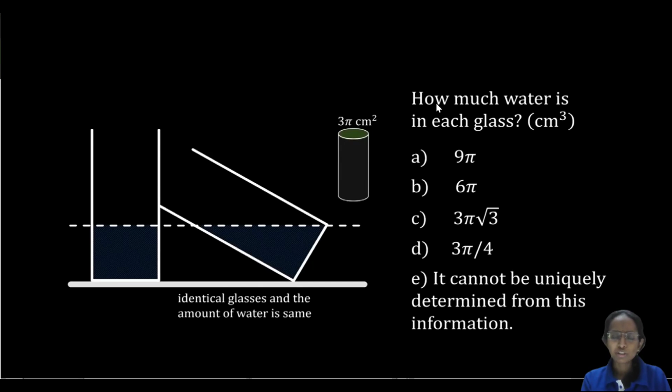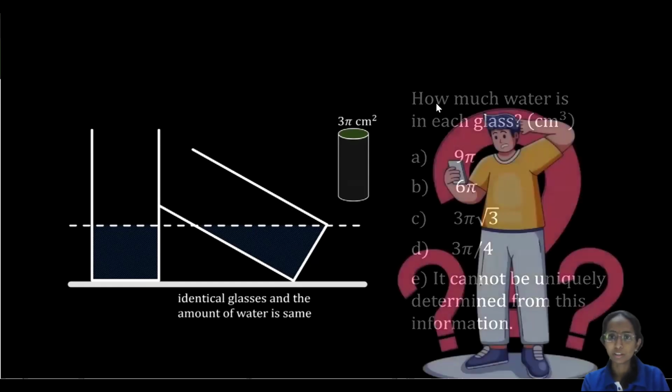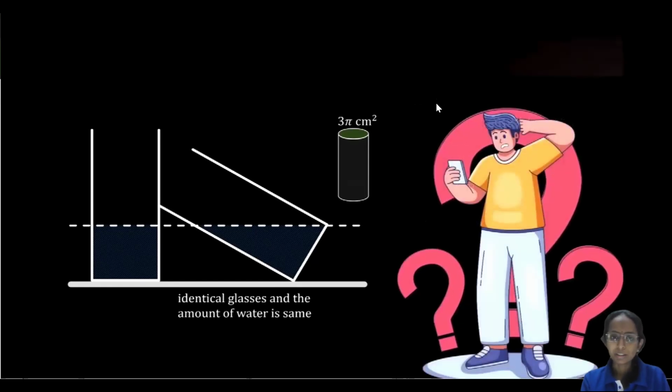Now, this question becomes more confusing because of option E, because it says that it cannot be uniquely determined from this information. Since we do not know the height of the glass, most of the time we think that E will be the answer, which is incorrect here. So first of all, we need to think over it with various views, whether the answer is 9 pi, 6 pi, or the other options, or E.